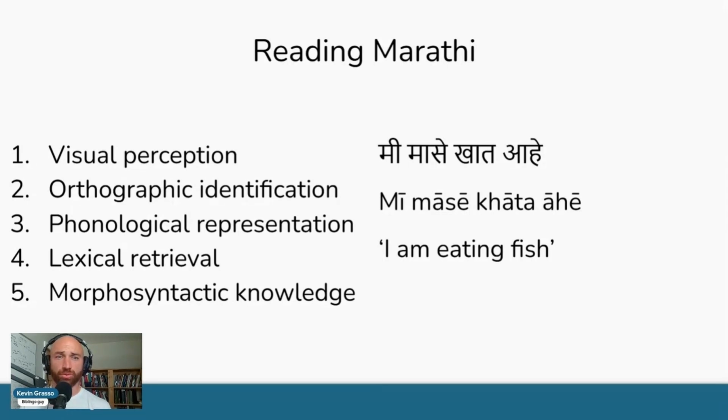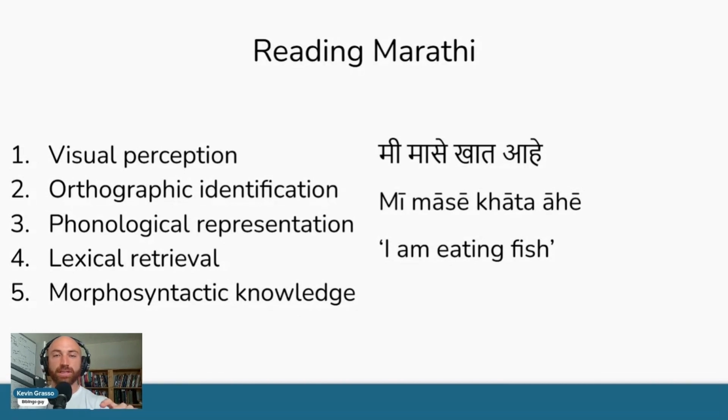So first, like I said, you have to have this visual perception. You have to actually see the letters. And again, for native English speakers especially, this isn't too hard because our letters are all disconnected. It's pretty easy to distinguish one from the other. This is not so easy in a language like Marathi, where the letters are connected together and it's hard to parse out the different letters. And so that's the second step: orthographic identification.